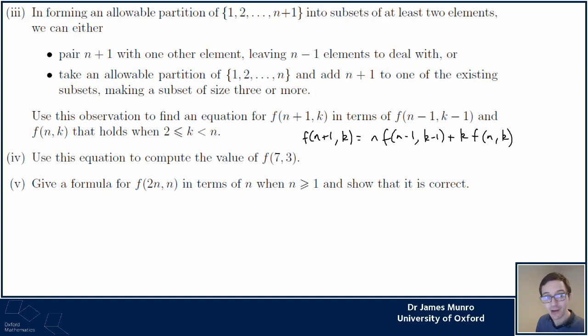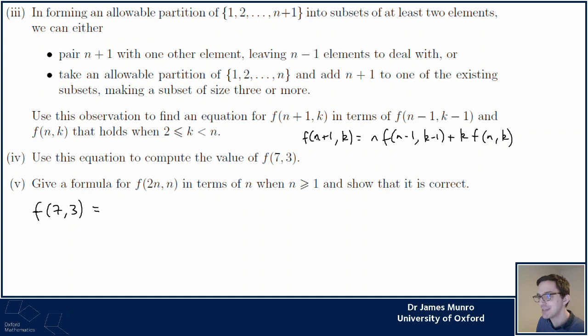Okay, part 4 asks us to use this expression that we just found to work out f of 7, 3. Seven things split into three partitions. I don't want to go and count them, I want to use the equation that we just had. So here I'm going to use this expression with a carefully chosen n and a carefully chosen k. And I'm going to replace all the n's and k's with the right numbers to make this work.